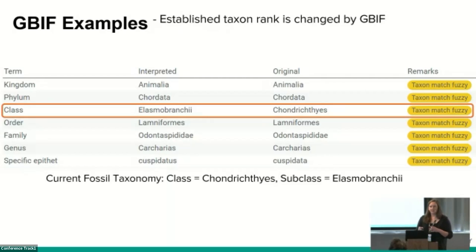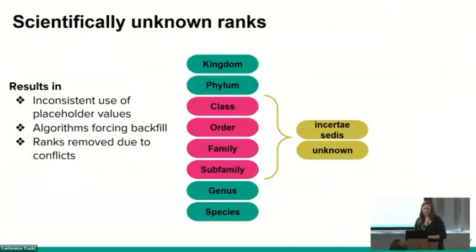So as we look at these changes and we start to understand what is happening in the interpretations, it gives us a way to look at what are those root elements of paleotaxonomy that might be causing these challenges. So the first I want to share is about scientifically unknown ranks. An inherent part of paleontology is a wide variety of uncertainty and unknowns.